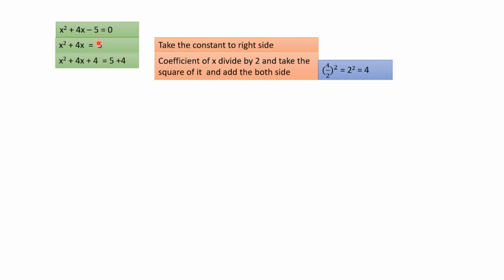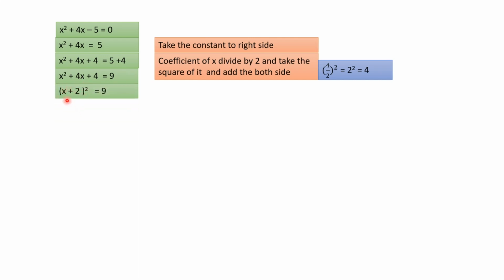That is the first step. The second step, you bring this minus to the other side, then plus 5. The third step, you take the coefficient of x, then divide that coefficient of x by 2, and get the square of it. Then 2 squared is equal to 4, added to both sides. Then what is the answer here? 9. And this part you can write as a square of a binomial.